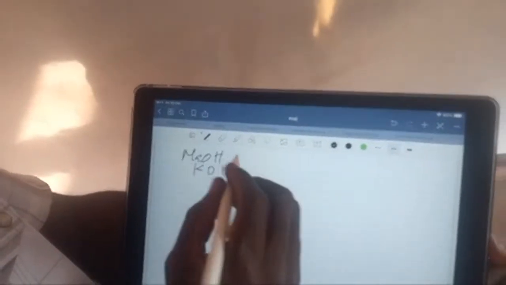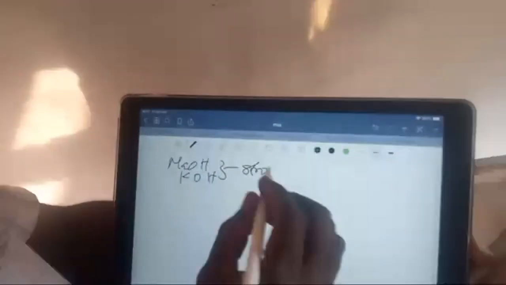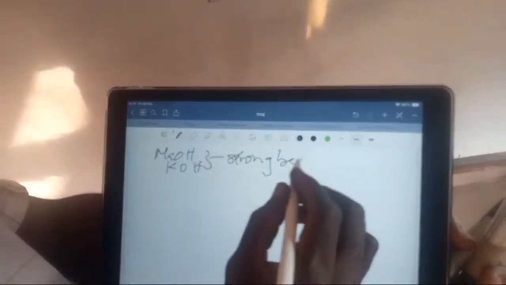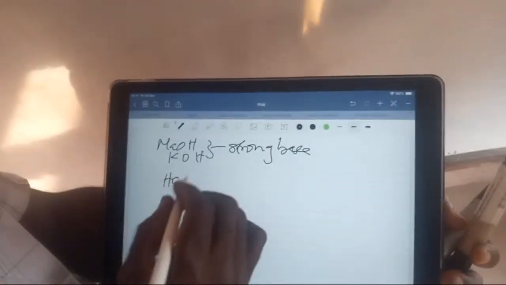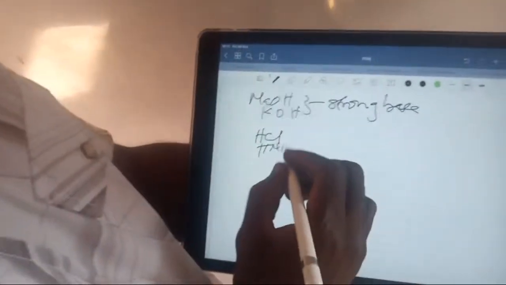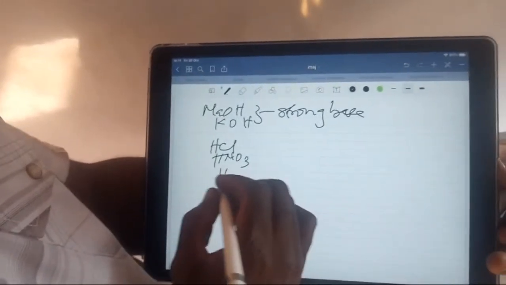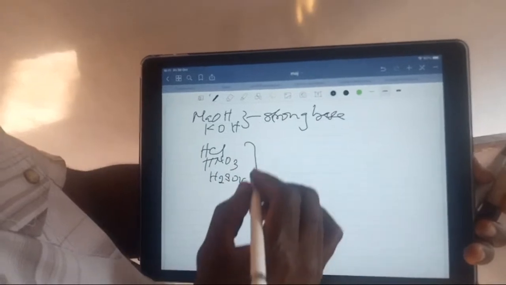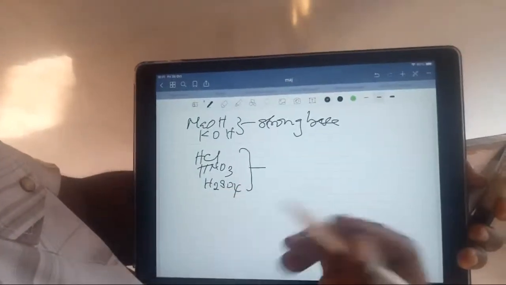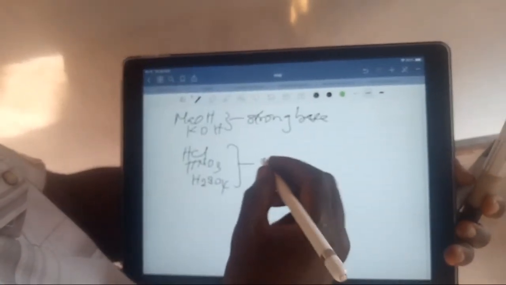Please, since the marker is disappointing, see, for the benefit of this class, we have NaOH. These are strong bases. KOH, all strong bases. There are other strong bases. Then for acids, HCl, HNO3, H2SO4. These three for now. There are other stronger acids like the hydroiodic acid and many of them. These are strong acids.